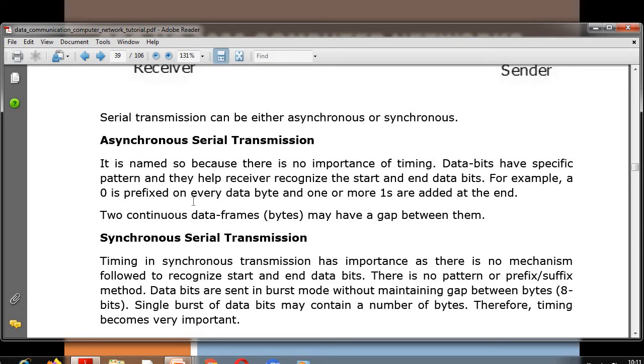Asynchronous serial transmission is named so because there is no importance of timing. Data bits have a specific pattern that helps the receiver recognize the start and end bits. For example, a 0 is prefixed to every data byte and one or more 1s are added at the end. Two continuous data frames may have a gap between them.